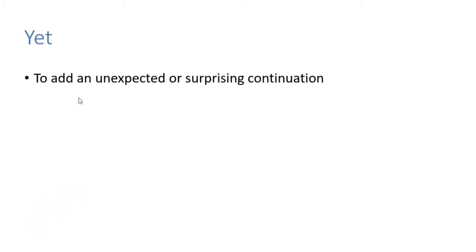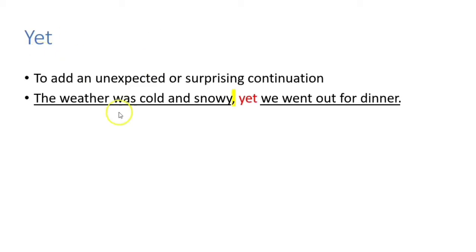Yet is used to add an unexpected or surprising continuation. نستعمل yet لنزيد على الجملة كمالة غير متوقعة. For example, the weather was cold and snowy, yet we went out for dinner. This continuation is unexpected. يعني الطقس كان برد ومثلج بس نحن رحنا تعشينا برا. هيدا الكمالة منا متوقعة لأول كمالة لأنه هو برا سقعة وتلج.